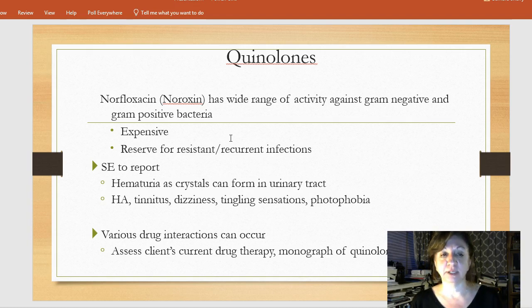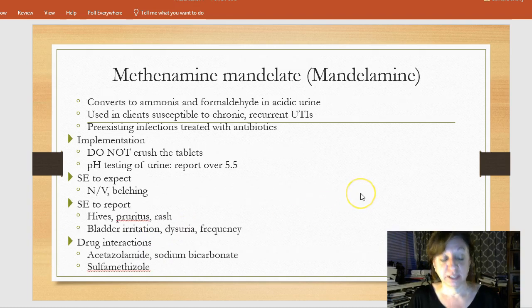And there's some side effects to this one. Photosensitivity, photophobia, those are important things to note if your patient gets those, to report to the physician. This one, Mandelamine, works well for recurrent UTIs and pre-existing infections the patient has. So do not crush these. So there may be patients who we don't want to give these to.